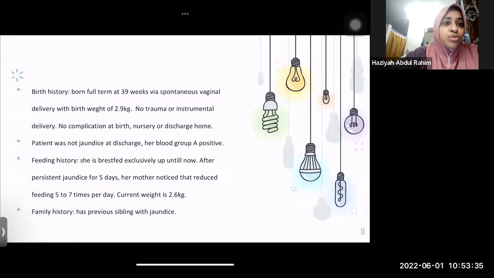Birth history wise, she was born full term via spontaneous vertex delivery. Birth weight was 2.9 kilograms. There was no trauma or instrumental delivery, and no complication at birth, at nursery, or at discharge home. The patient was not jaundiced at discharge. Her blood group is A positive. Feeding wise, she was breastfed exclusively up until now. After persistent jaundice for 5 days, the mother noticed reduced feeding, 5 to 7 times per day. Current weight is about 2.6 kilograms, and there is a family history of previous siblings with jaundice. Next.